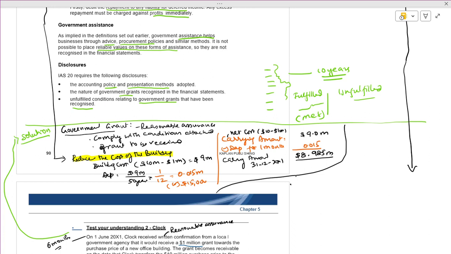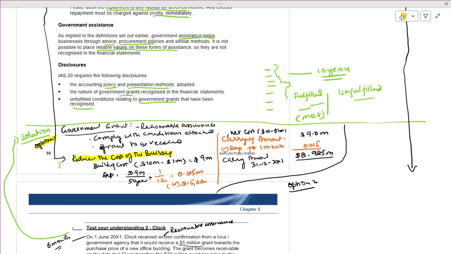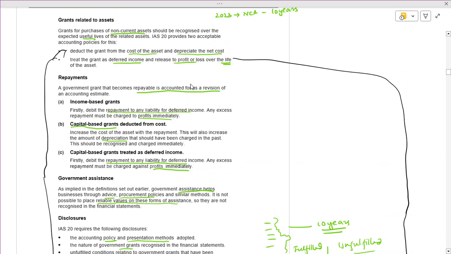Yeah, this is option 2. This is option 1. This is option 2. Now what it says in option 2, we have to defer. Again, go back to the condition. That is the reason we have to treat the grant as deferred income. Treat the grant as deferred income and release to the profit and loss account over the life of the asset.